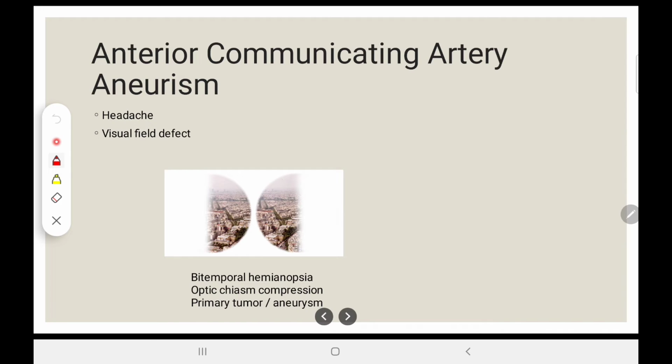Anterior communicating artery aneurysm. What are the signs and symptoms of anterior communicating artery aneurysm? They are headache and visual field defect. The visual field defect is bitemporal hemianopsia. Why? Because it compresses the optic chiasm. And besides anterior communicating artery aneurysm, another disease that causes bitemporal hemianopsia is pituitary tumor.